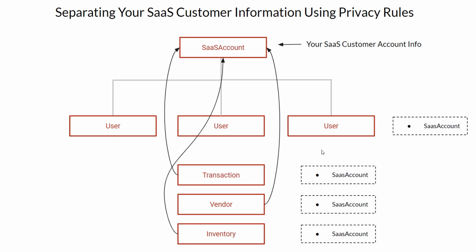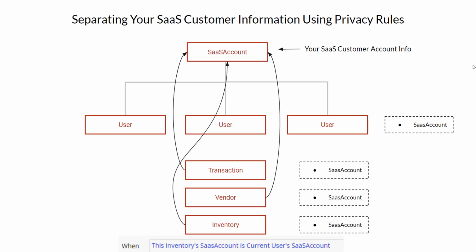And then what we do then, as we explained in the last video, is you'd have a privacy rule like this that says, in the case of the inventory, this inventory's SaaS account is the current user's SaaS account. So that means that only records on inventory that belong to the same SaaS account that the current logged in user is assigned to are visible. Everything else is invisible, so you don't get that cross-contamination of data between your end SaaS customers. And that's where we kind of got to last time.